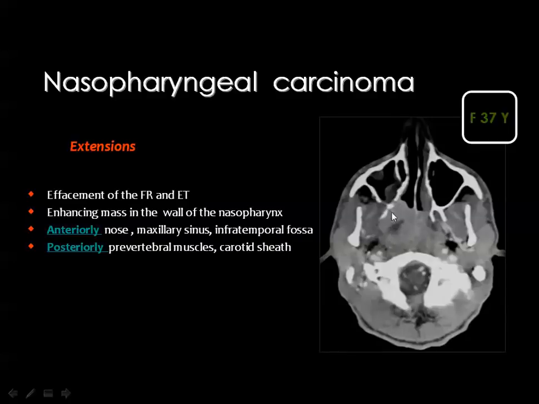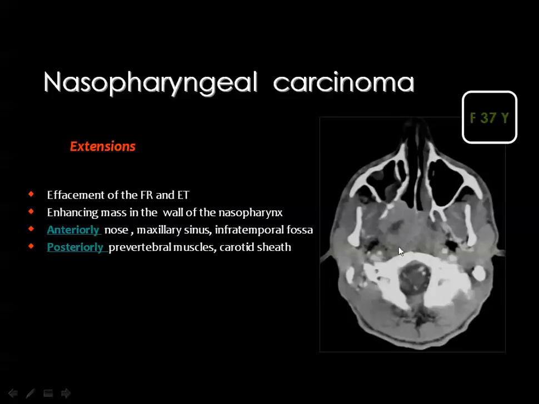Extension into in between the pterygoids, this is the pterygoid fossa, and the pterygoid fossa has been invaded. But this is not tumor, it is just sinusitis. The tumor is enhancing, as you can see here. Then the tumor may extend into the nose, into the maxillary sinus, as well as into the infratemporal fossa if this fat has been obliterated.